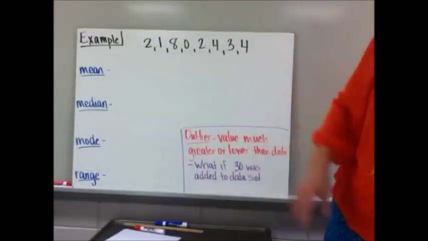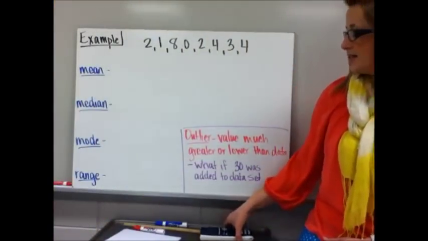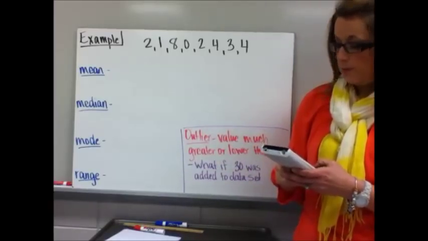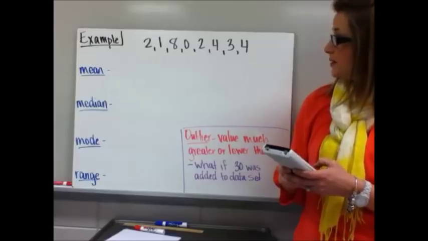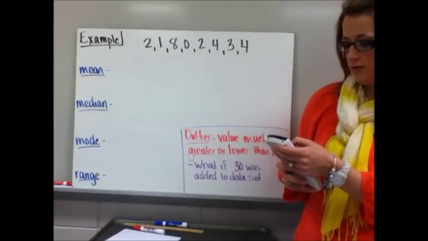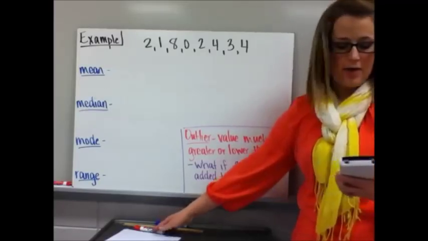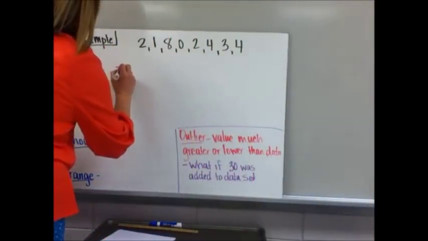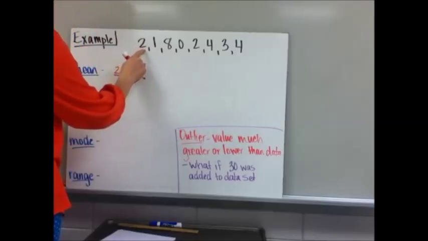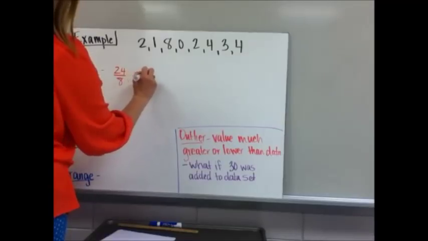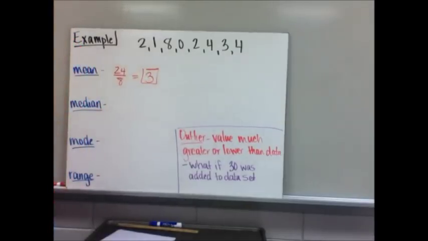So let's practice finding the mean, median, mode, and range of a data set. So for the mean, we're going to add those up. 2 plus 1 plus 8 plus 0 plus 2 plus 4 plus 3 plus 4. When you add those up, you get 24. And you're going to divide that by 1, 2, 3, 4, 5, 6, 7, 8. So the mean is 3.